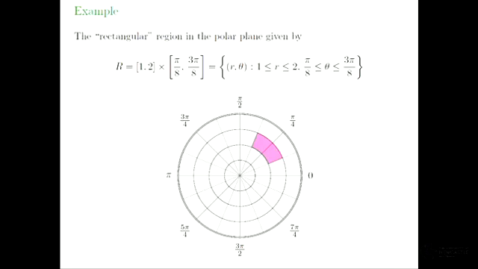Okay, so the rectangular region in the polar plane given by this rectangle. I'm going to write rectangles the same way, right? I want to give you 2 intervals, and I'm going to take the Cartesian product of those 2 intervals. So the rectangle given by the region, r is between 1 and 2, and theta is between pi over 8 and 3 pi over 8, is explicitly equal to this set: all points (r, theta) such that r is between 1 and 2, inclusive, and theta is between pi over 8 and 3 pi over 8, inclusive.